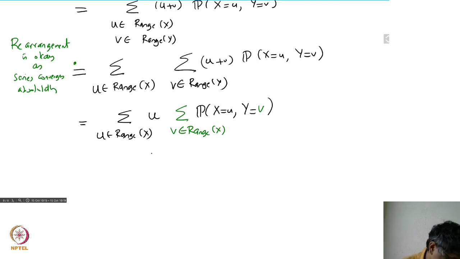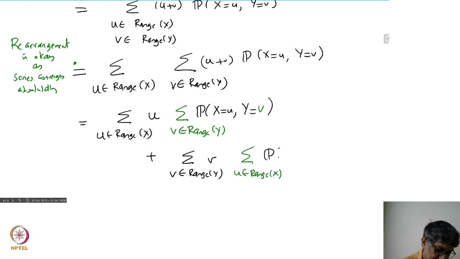plus I'll think of the other guy as a sum over v in the range of y times v. Then I'll think of it in green. In green, I'll have to erase this guy. This is range of y. I'll just take out x. The sum over u in the range of x. And then this is just the chance that x is equal to u and y equal to v.